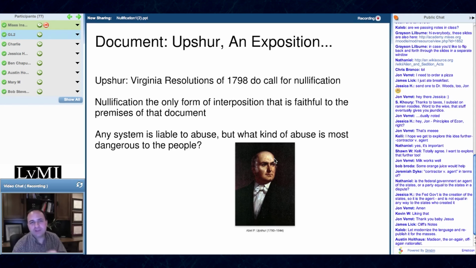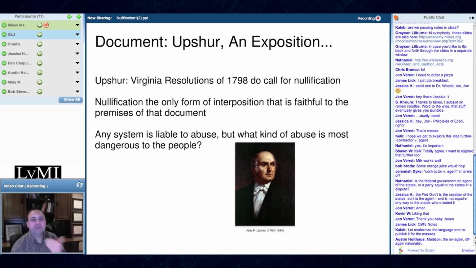Usurp is to exercise a power that belongs to somebody else. So if I started assigning professors to various courses in the Mises Academy, I would be usurping the authority of Grayson. So the evil that's referred to in the Virginia resolutions is usurpation. And Upshur considers all the forms of resistance short of nullification. So, say taking up a petition or whatever, all these other forms, or seceding from the Union and all these other things.